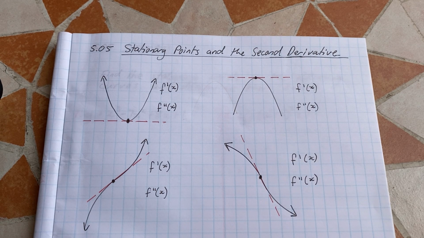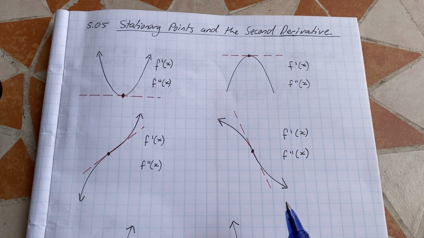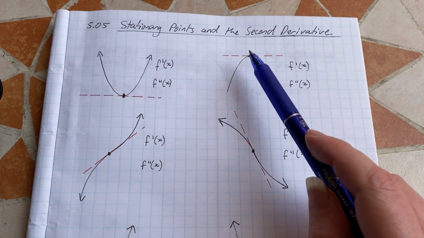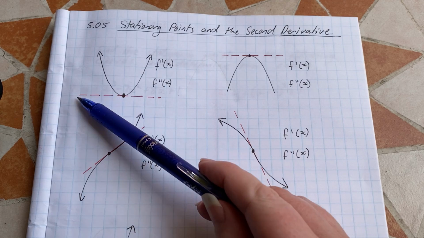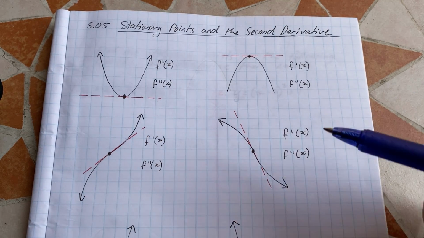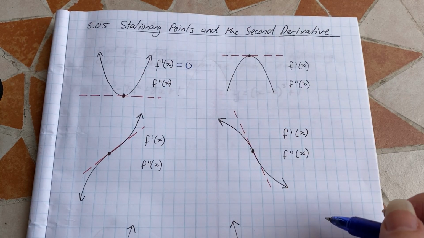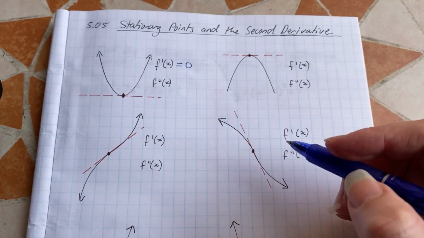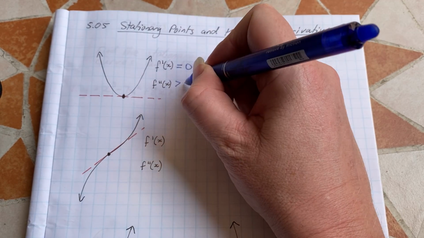Exercise 505 is about stationary points and the second derivative. Now for each of these curves, we're focusing just on a point. At the point, I've drawn on a tangent line. So at this first one, the tangent line at that point is horizontal, which tells us that the first derivative is equal to 0. It's a stationary point. It's concave up, so just like a happy parabola, its second derivative is positive.